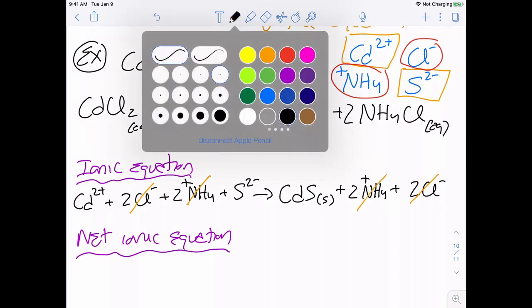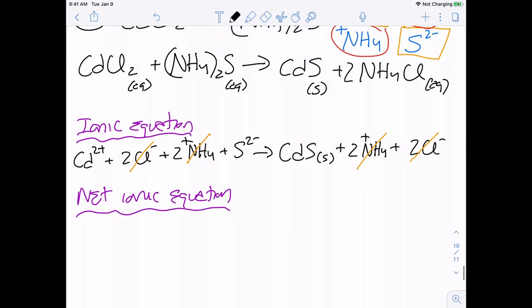And then I'm just going to rewrite what's left. So I have cadmium 2+ plus sulfide, which has a -2 charge, going to cadmium sulfide solid.